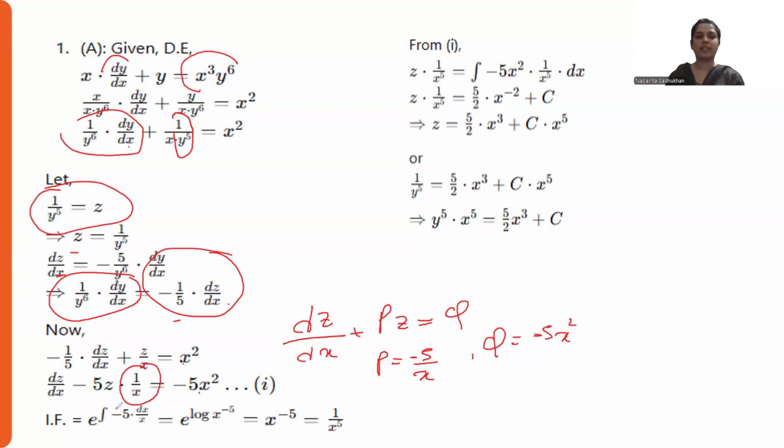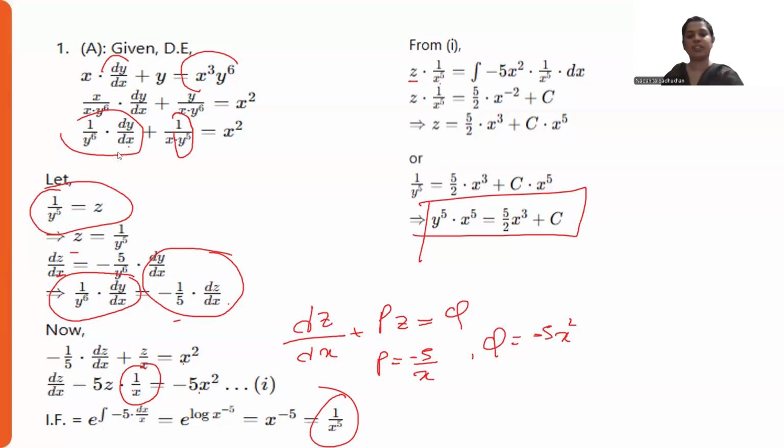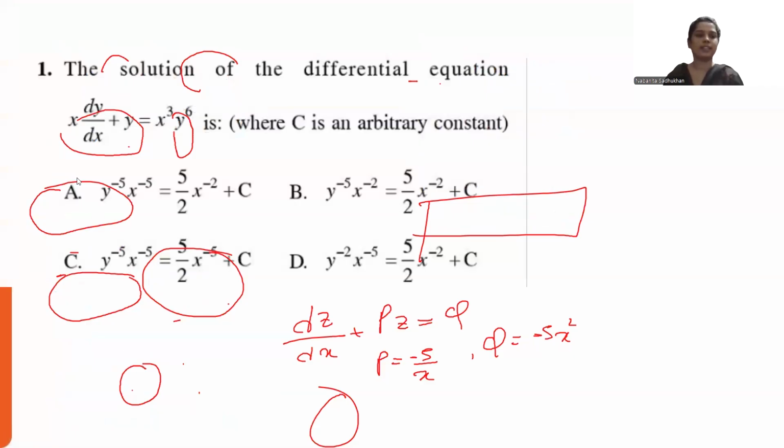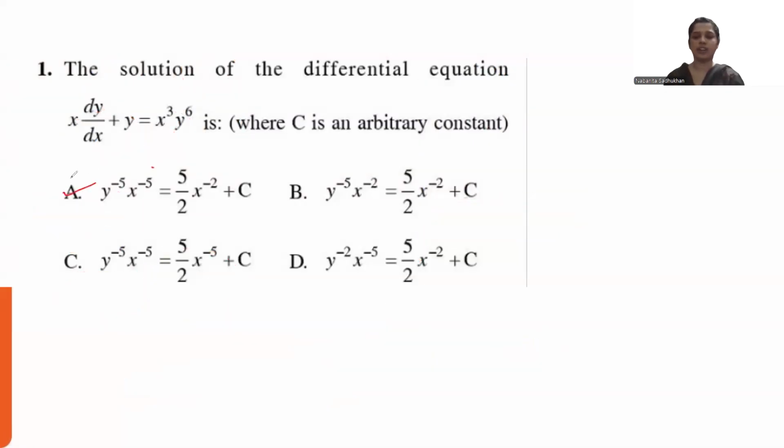So our integrating factor will be e^(∫ -5/x dx). If we integrate, we get e^(log x^(-5)), which is equal to x^(-5), so the integrating factor is 1/x⁵. So from here we get z·(1/x⁵) = ∫ -5x²·(1/x⁵) dx. Then after solving and simplification, we get our answer. Looking at the options they have given, option A is going to be our correct option.